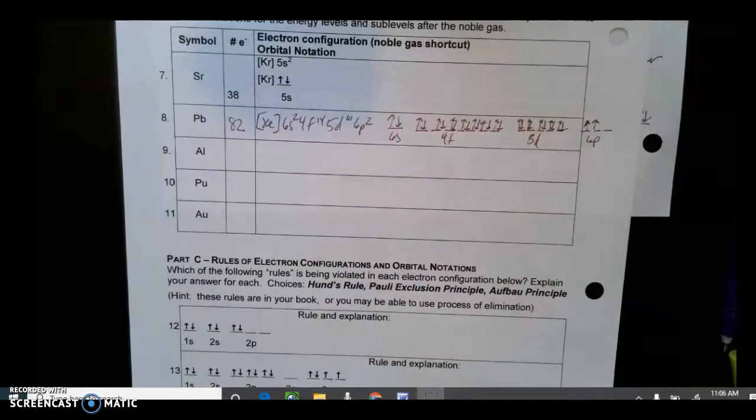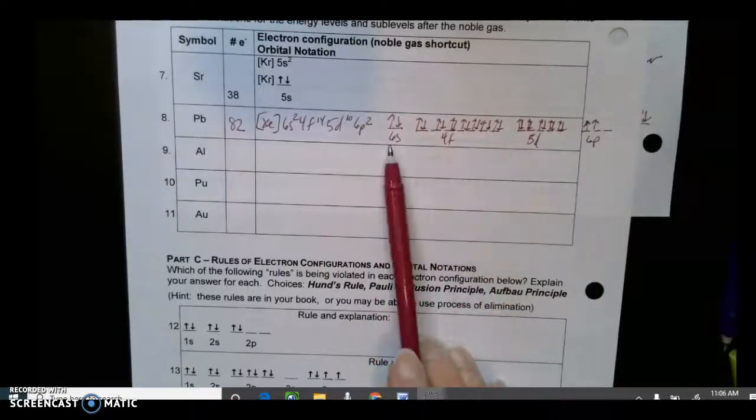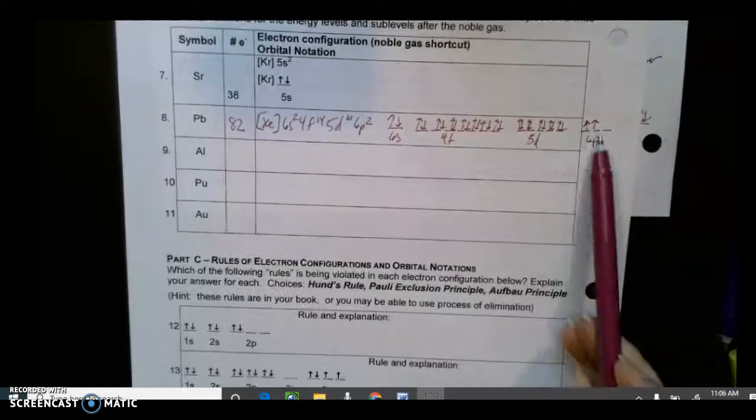All right, I am vastly running out of recording time here for the app I'm using. So this is the completed one for here. So there would be 2 unpaired electrons.